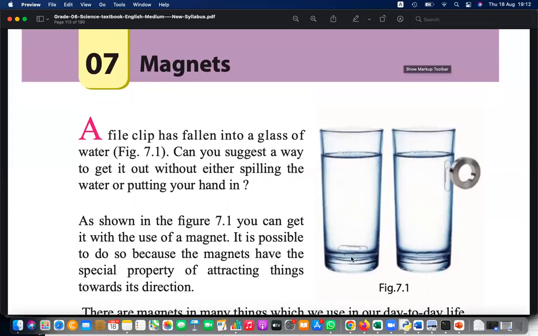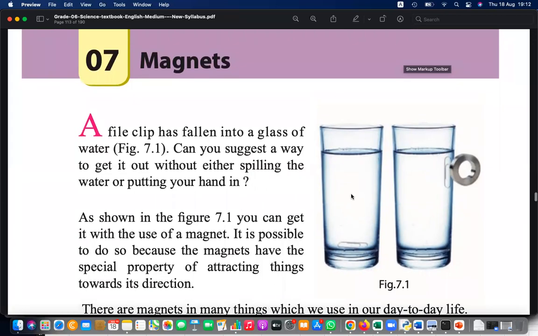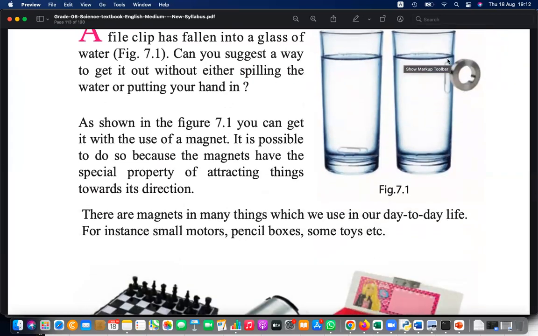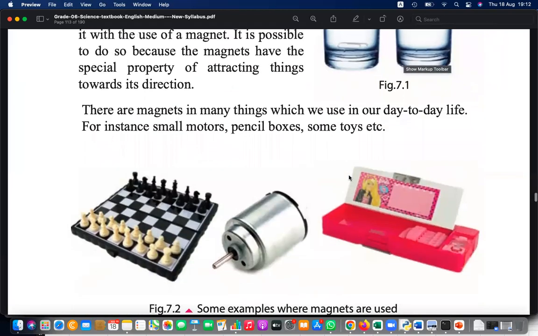So how can we take that back without putting your hand or fingers into the water? We can use a magnet and lift it up. Then we can easily take this clip out of the water without putting our fingers or hand into it. So that is the experiment. Why? Because magnetic elements are attracted by magnets. This is one important thing.